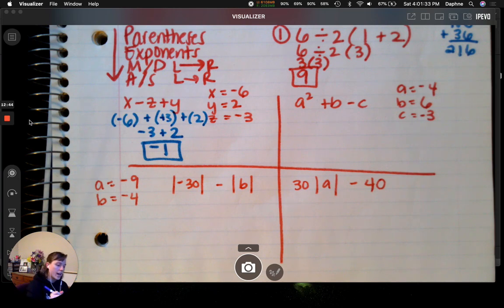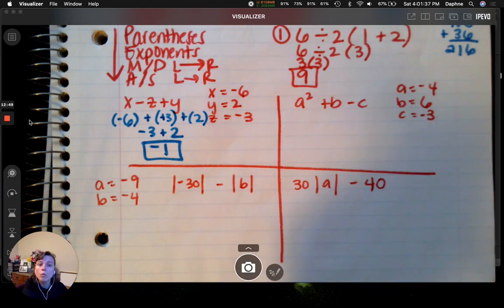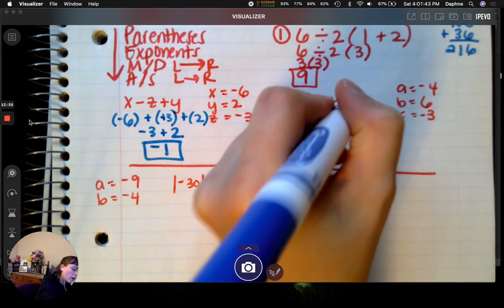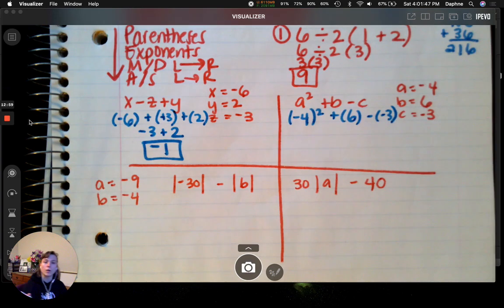Okay, the next example. A squared plus B minus C. Pause the video, replace the values where they should go. You should end up with -4 squared plus 6 minus a -3. If yours looks the same, awesome, keep playing. If not, pause and fix it.